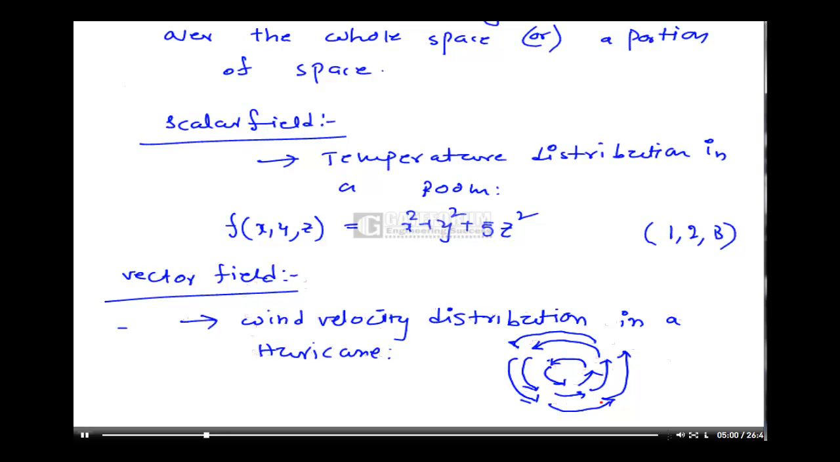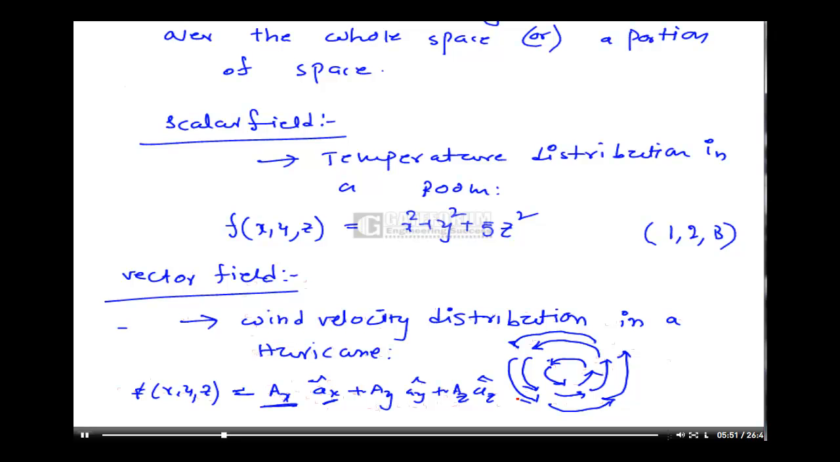So we can treat it as an example of a vector field. We can define a vector field f of x, y, z as equal to ax into ax cap plus ay into ay cap plus az into az cap, since it has a magnitude as well as direction. Here ax is the scalar quantity in x direction and ax cap is a unit vector along x direction. Similarly, scalar in y, unit vector in y, scalar in z, unit vector in z. So this is an example of a vector field, wind velocity distribution in a hurricane.